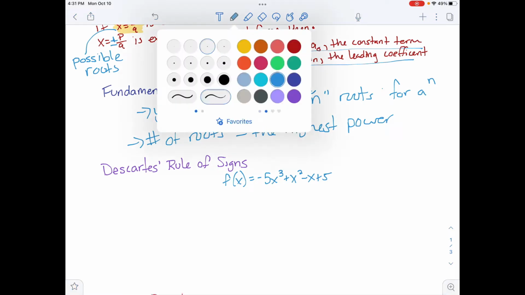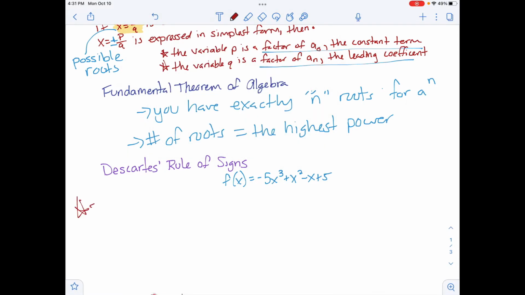So what you want to look for is sign changes. Okay, so for f of x, we go from a negative to a positive. Does the sign change? Yep, sure does. Then we go from a positive to a negative. Did the sign change? Yep, sure does. Then we go from a negative to a positive. Did the sign change? Yep, sure does. So this means we have 3 possible real zeros.